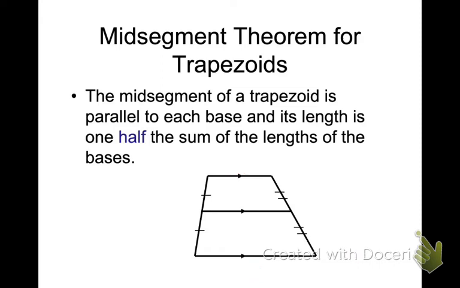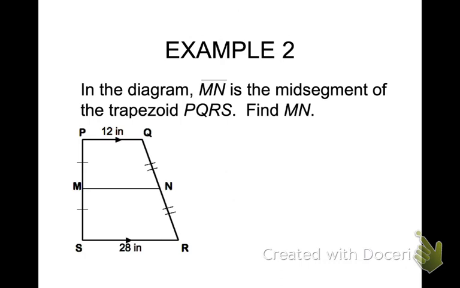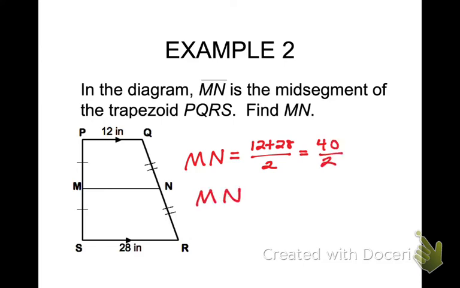All right, so let's put it into practice. Here my bases are 12 and 28. Find the length of the mid-segment. So the length of MN is going to be equal to 12 plus 28 cut in half. Well, 12 plus 28 is 40. Cutting that in half tells me that the length of M to N is going to be 20.